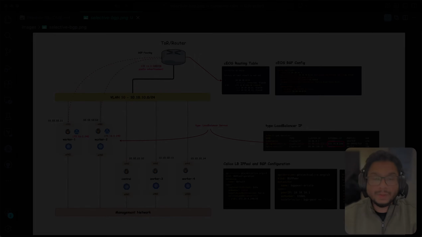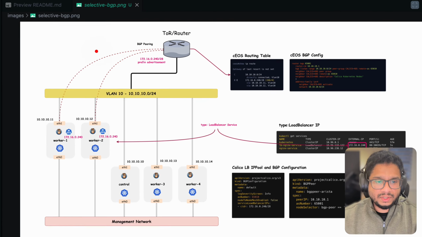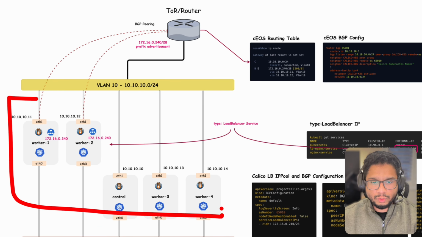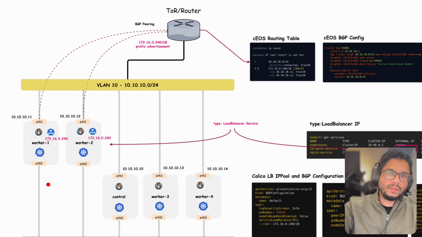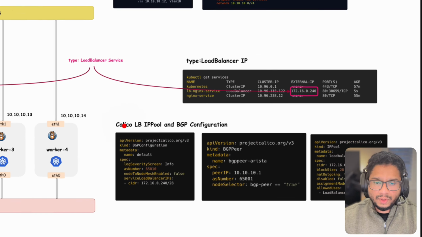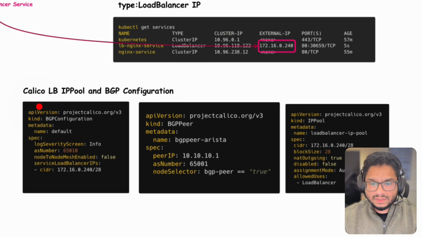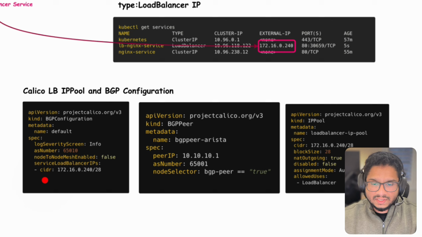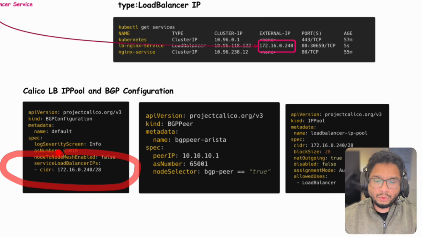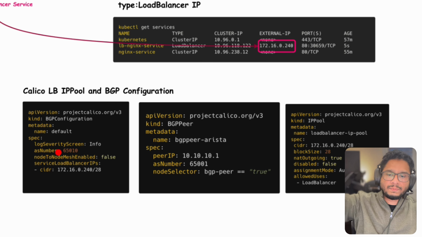Let's get started. All right, let's look at the lab topology. In this case, we have a 5-node Kubernetes cluster, and we will be designating 2 of those nodes to peer with the top of rack switch. Now, if you look at the Calico configuration resources, the BGP configuration is the same as the previous lab. In this case, we are advertising the service load balancer IP range to the upstream network.